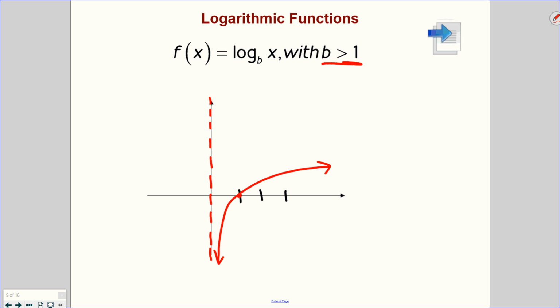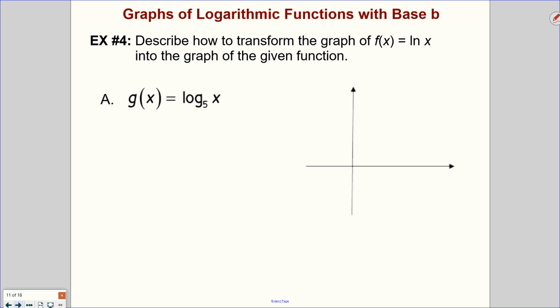That's for the base being greater than 1. Remember that the base can't be 1, but if the base is between 0 and 1, that will change things a little bit, okay? So let's talk about what that looks like then. We're not going to talk about the transformations. So let's just say we want to graph log base 5 of x. So forget doing it by transformations.